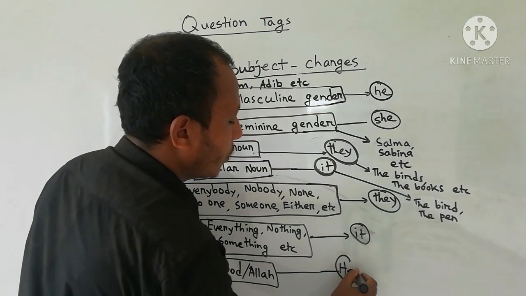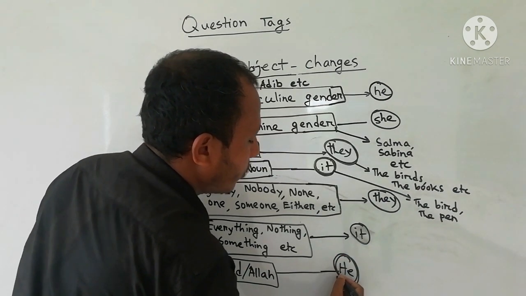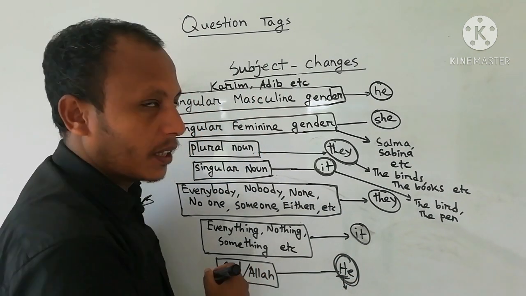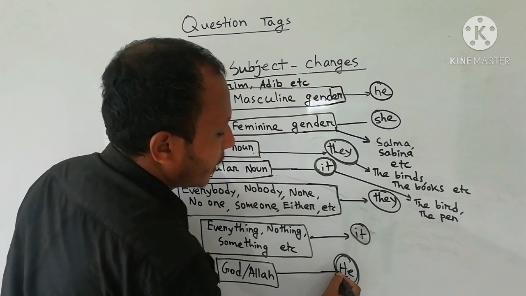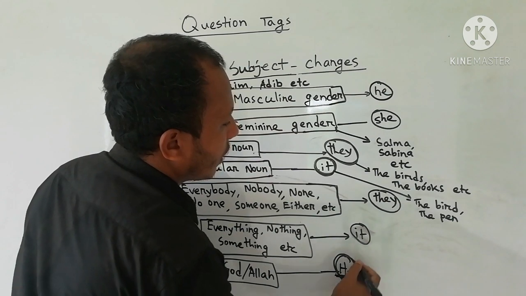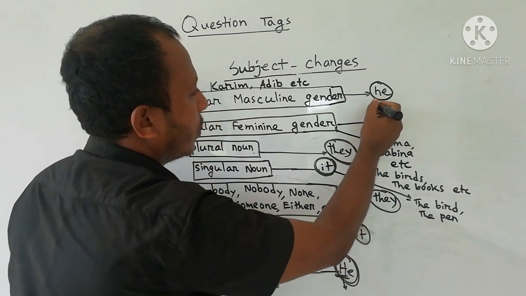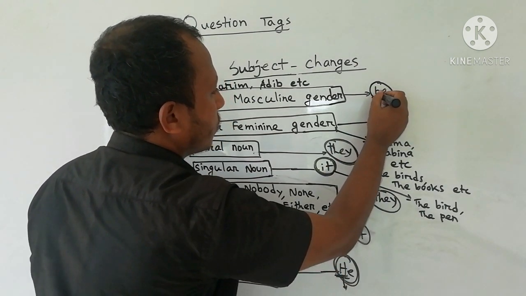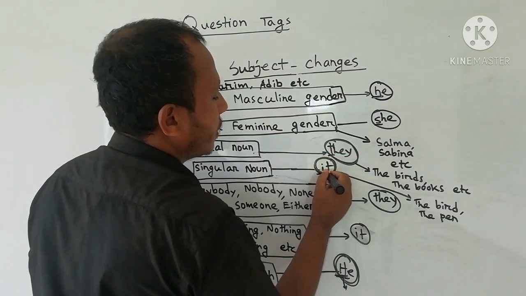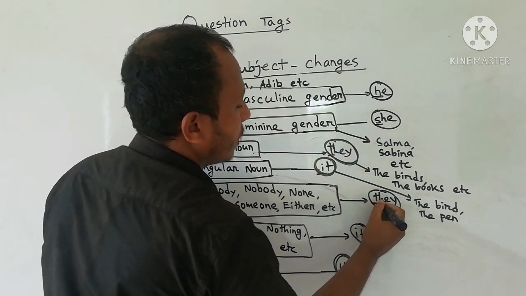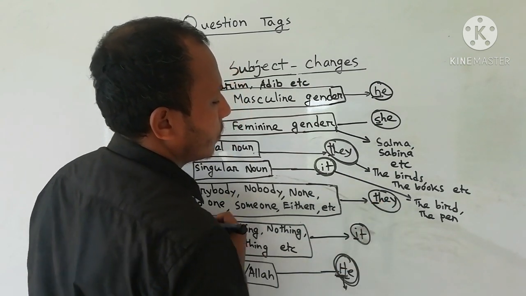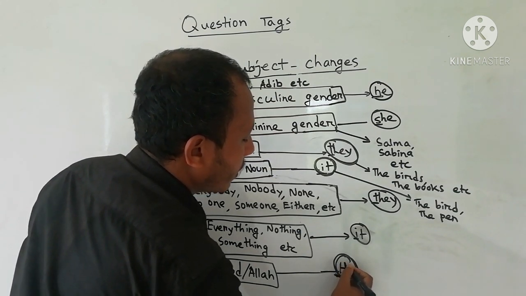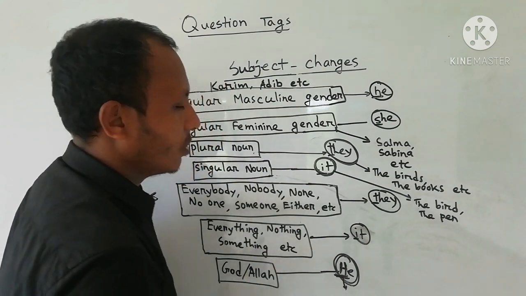Please note this point. Capital letter H will be used only for God or Allah. That means for our Creator. For our Creator, capital letter H will be used. The other pronoun forms are all small letters: s small letter, h small letter, t small letter, i small letters, the t small letters, i small letters. Only H will be capital letter for God or Allah.